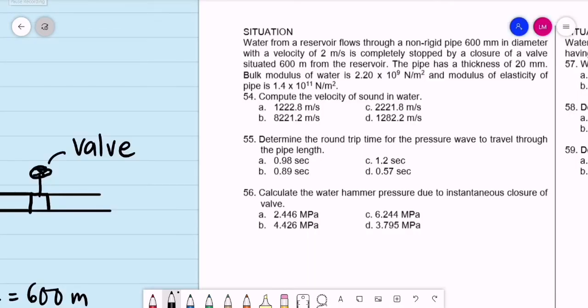Okay, so now we are at the problem, 54 to 56. Water from a reservoir flows through a non-rigid pipe, 600 millimeters in diameter with a velocity of 2 meters per second, and is completely stopped by a closure of a valve situated 600 meters from the reservoir. The pipe has a thickness of 20 mm. Bulk modulus of water is 2.20 times 10 raised to 9 pascals or newtons per square meter, and modulus of elasticity of the pipe is 1.4 times 10 raised to 11 pascals.